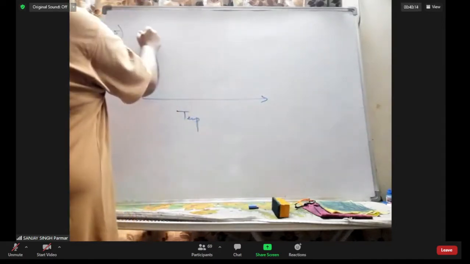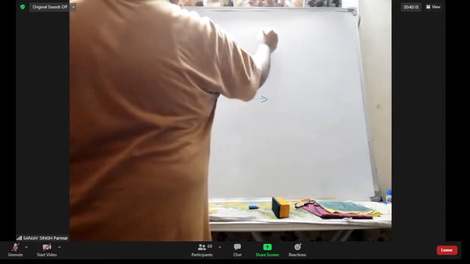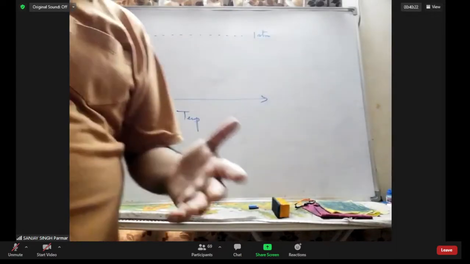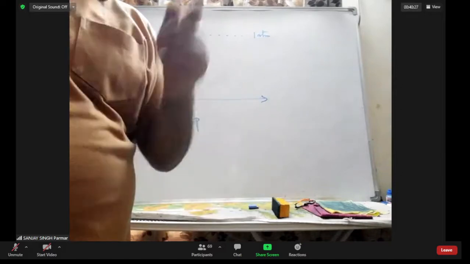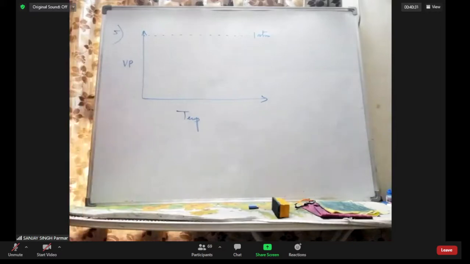And whatever this dotted line I am writing, the dotted line is nothing but 1 atm. 1 atm is nothing but our atmospheric pressure. Why am I going for atmospheric pressure? Because the temperature at which vapor pressure is equal to the atmospheric pressure, that temperature is called the boiling point.